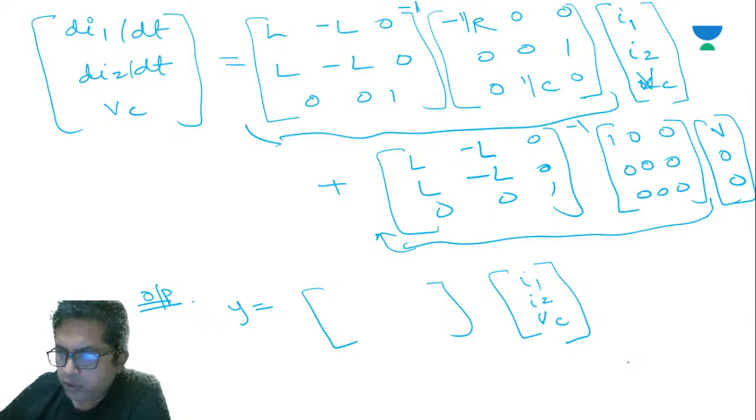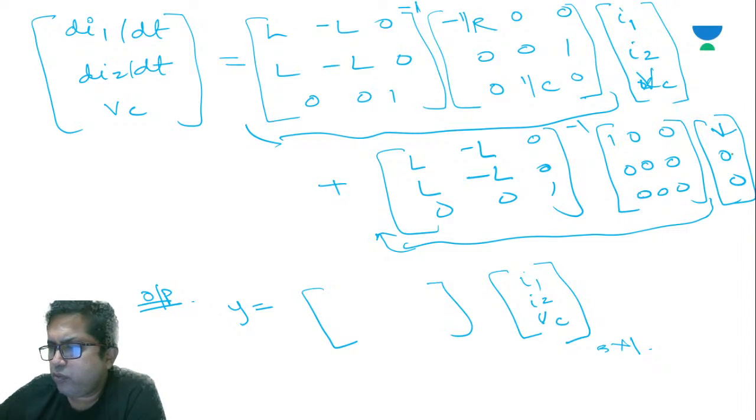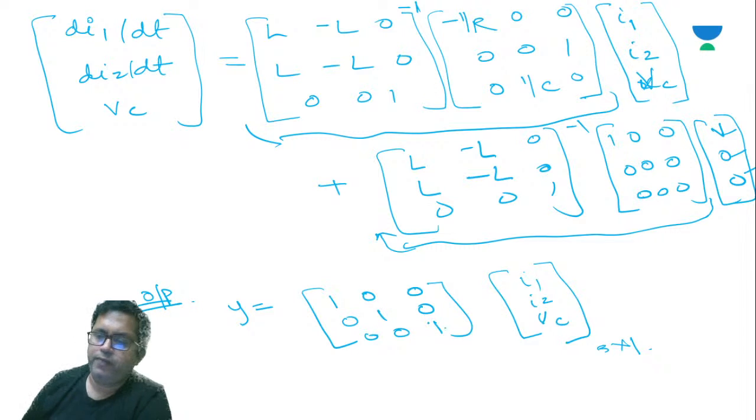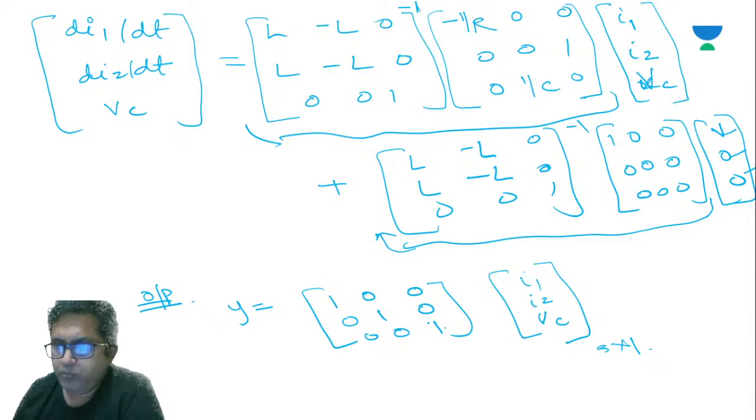Okay, this is 3 by 1. There are 3 states. So how many outputs? 1, 2, 3. So 3 outputs I will require. Okay. So I1, I2, VC. So like this is the output equation.